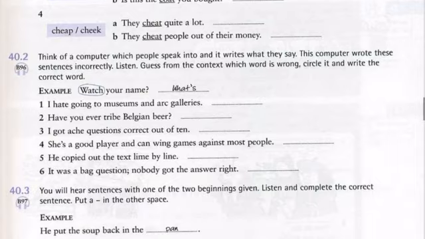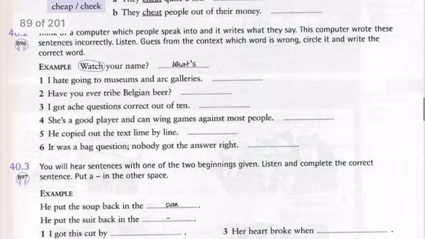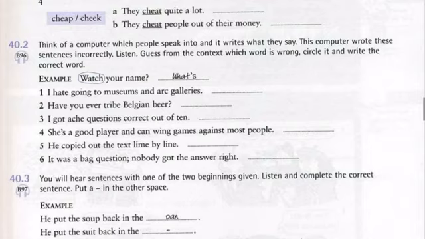The next exercise is this one. Think of a computer which people speak into and it writes what they say. This computer wrote these sentences incorrectly. Listen, guess from the context which word is wrong, circle it, and write the correct word. Now we're given some sentences that were spelled with assimilated sounds. We need to figure out what these assimilated sounds are, and then we rewrite the sentence.